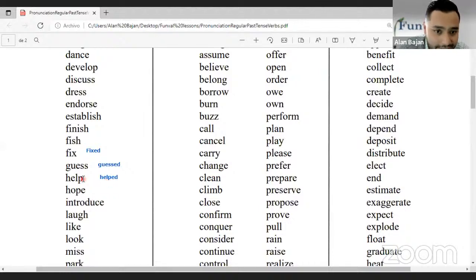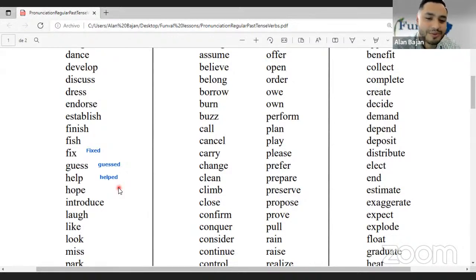This one is very common. Yes, teacher, you know, last time I went to the kitchen and I helped my father and my mother and prepared the dinner. No, that's horrible accent of another country. No, helped. Repeat, helped, helped, helped.